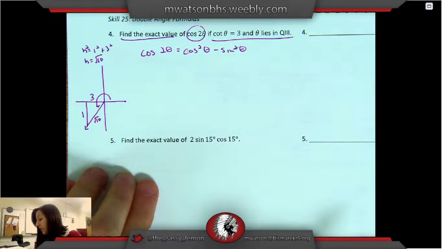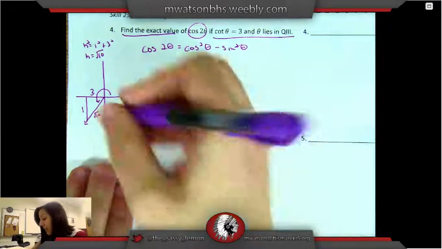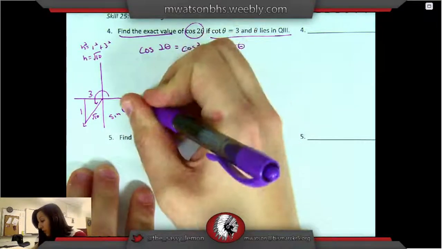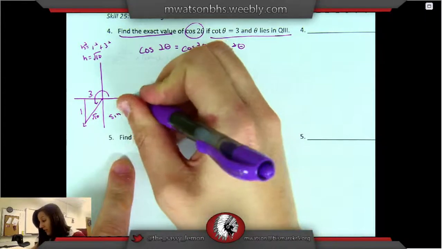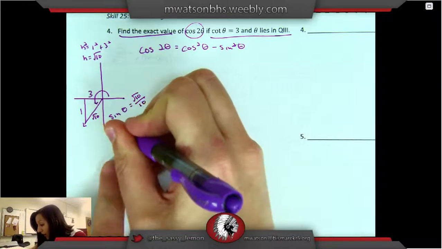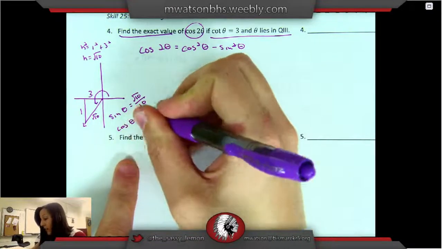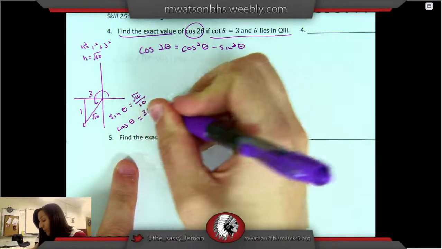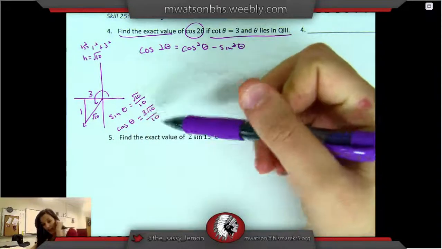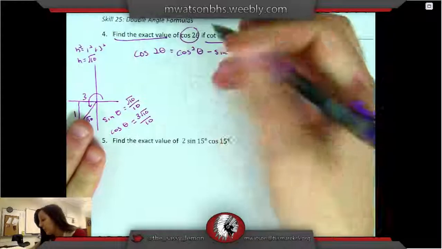At this point, we can find sine of theta and cosine of theta. Sine of theta is 1 over the square root of 10, which we have to rationalize and get square root of 10 over 10. Then cosine of theta is 3 over the square root of 10, which when we rationalize will be 3 square roots of 10 over 10. So you can see what I mean about how they have the same denominator. So at this point we can plug them in.